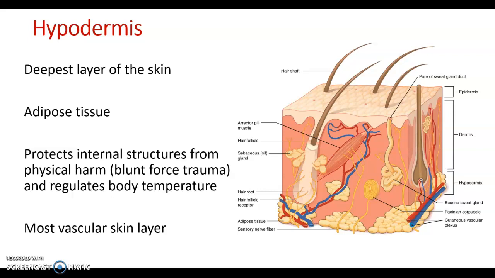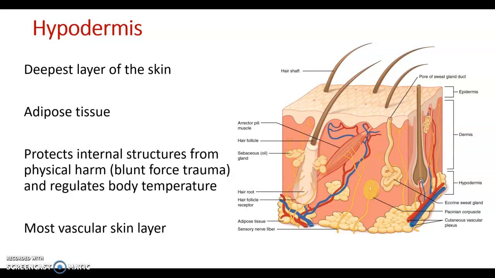The hypodermis is the deepest layer of skin, and it's made of another kind of connective tissue, which we know as adipose tissue. And hopefully we remember that adipose tissue cells store a lot of fat. About half of the body's fat stores are in the hypodermis. So this provides that really thick protective layer to protect internal structures if the body is hit or we experience trauma. And this also regulates our body temperature.